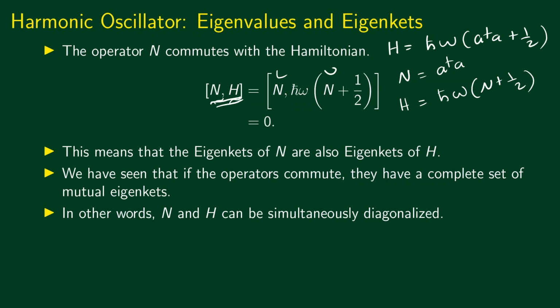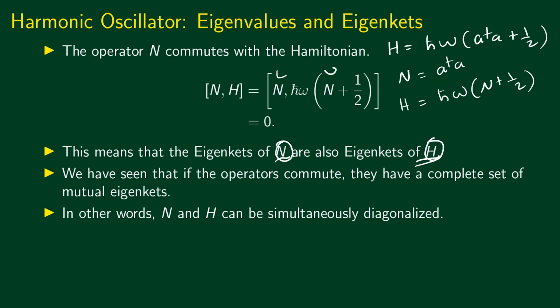So clearly the commutator of n and H is equal to 0. This means that the eigenkets of n are also eigenkets of H. This is something that we have seen in the first chapter. So we can label the eigenkets of H by the eigenvalues of n. And this is exactly what we are going to do.